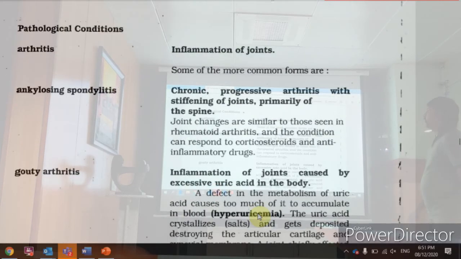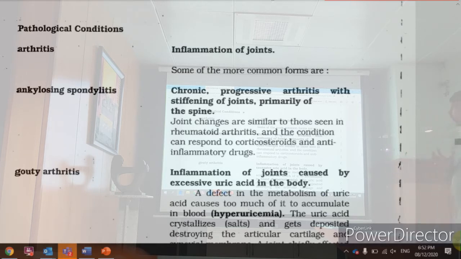Scroll down. Pathology is arthritis, simple inflammation. Ankylosing spondylitis is chronic progressive arthritis with stiffening of joints. Again, corticosteroids are a common drug of choice for the treatment. For any inflammation or rheumatoid arthritis, we give corticosteroids.